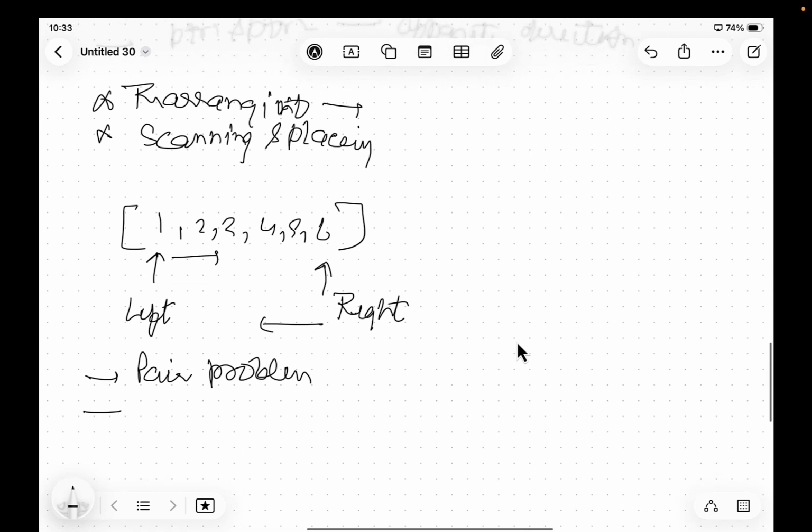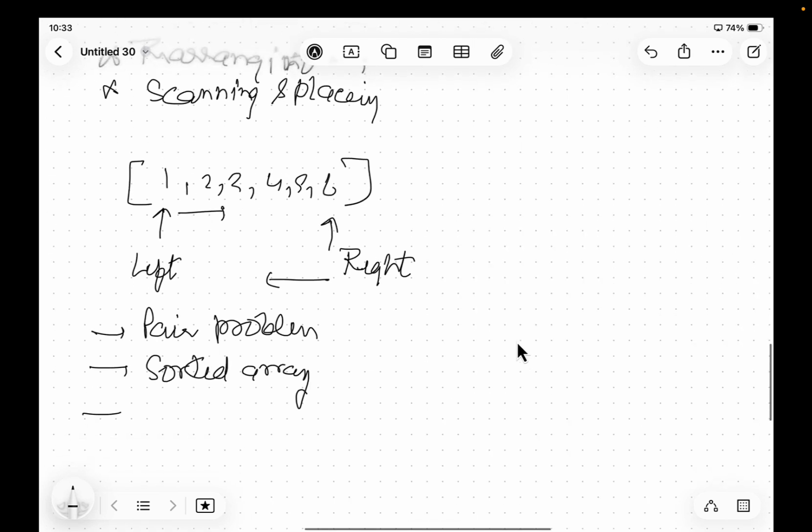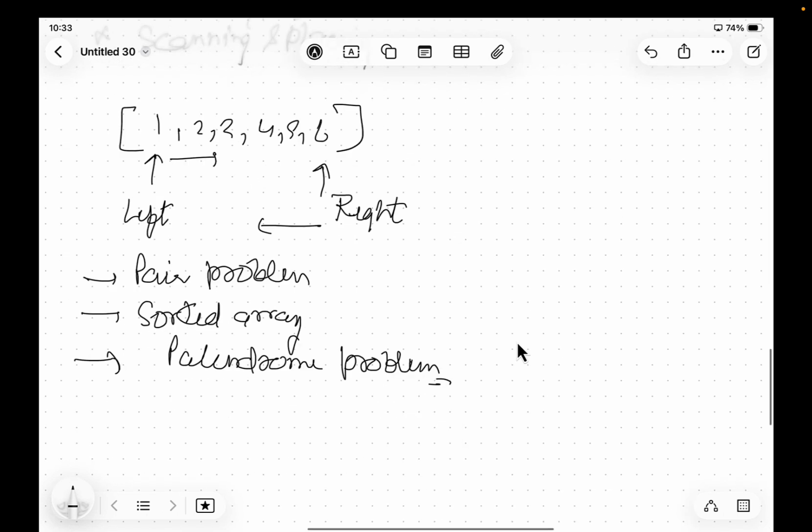Then we have some sorted array problems, and palindrome is one of the very frequently asked questions. So the palindrome problem. Palindrome, you might know, like 1 2 3 2 1, this is a palindrome. So what you are going to check, like left, this is right, and you're going to do some operations. We'll see this. This is the kind of problem where we can use this.